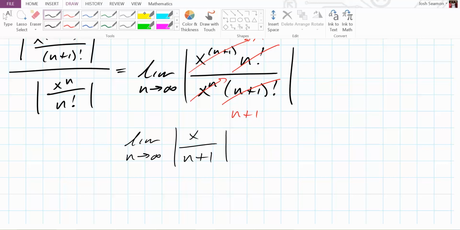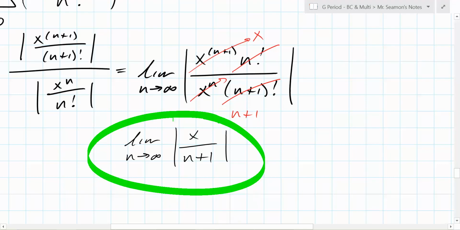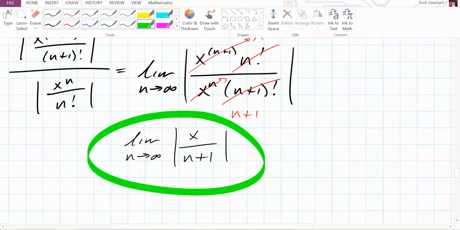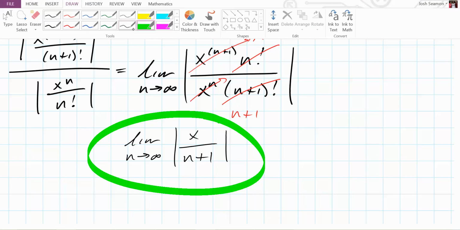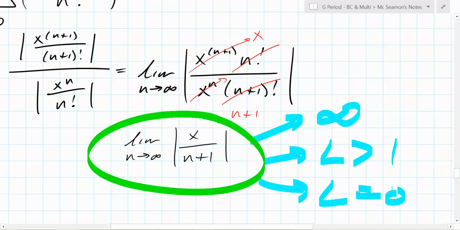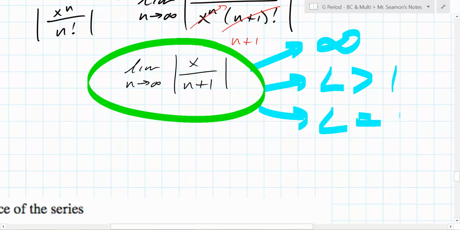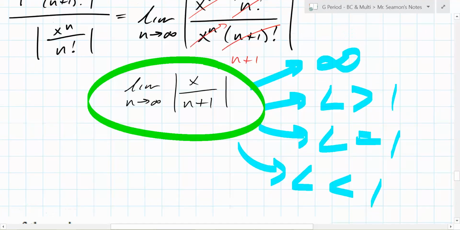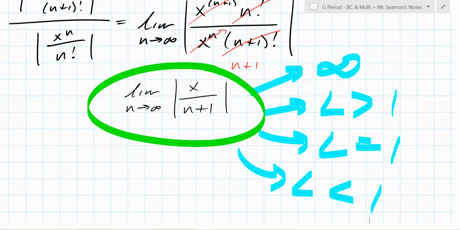So let's analyze this for a second. The limit could blow up, so L greater than 1, L equal to 1, or what's the other one? L less than 1, right? So let's look at this. X is a constant to begin with, right? X can be any constant, but n is always blowing up, right? So if I fix an x value, what's always going to happen eventually?